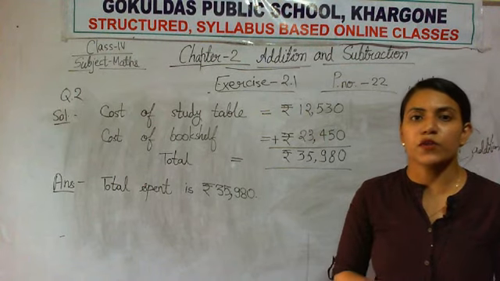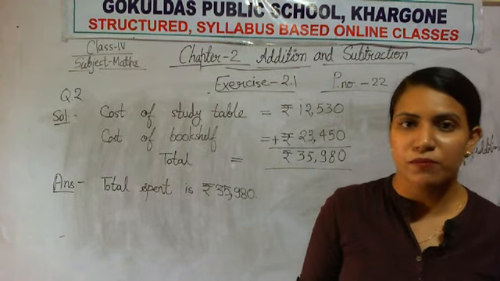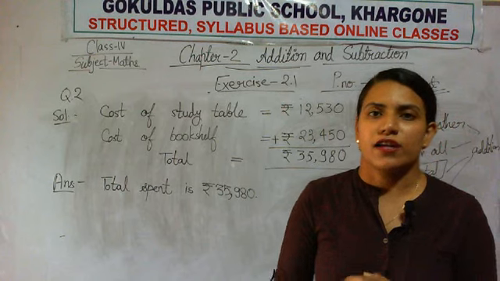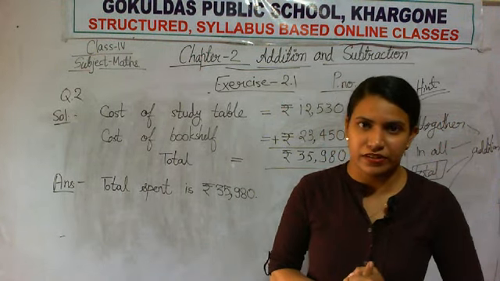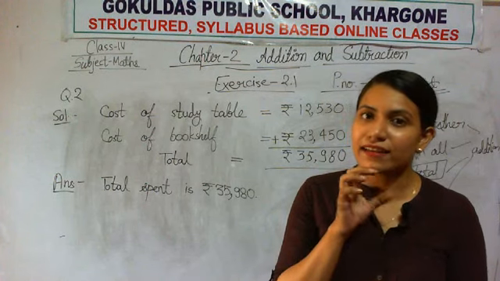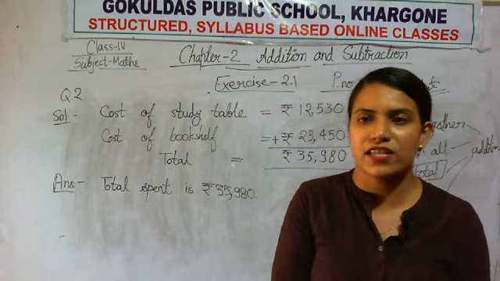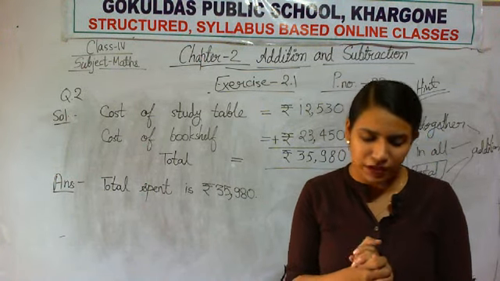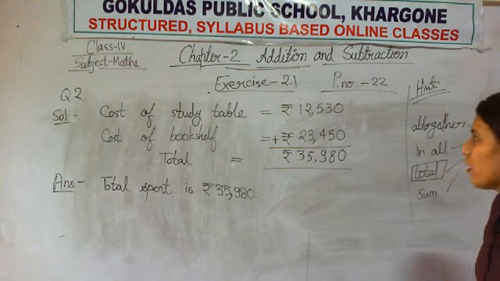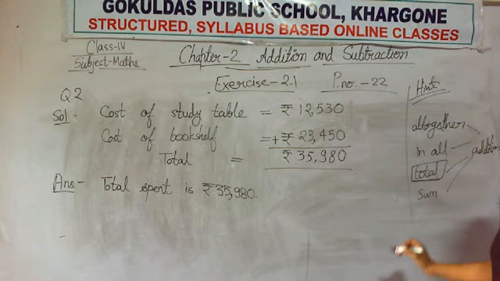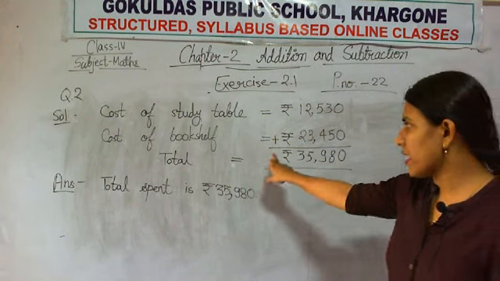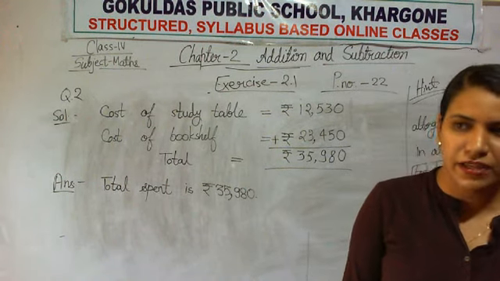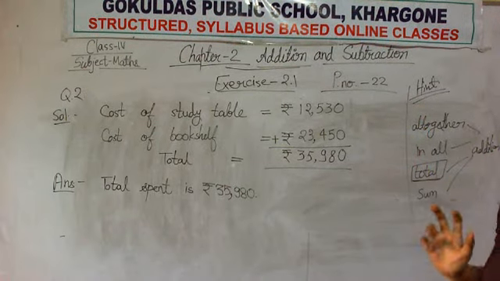In a word problem, you have to identify which operation you have to perform, addition or subtraction or multiplication or division. You have to first identify what operation the problem is based on. So we got the word total in the question, that is why we perform addition here. Remember these little hints, okay?